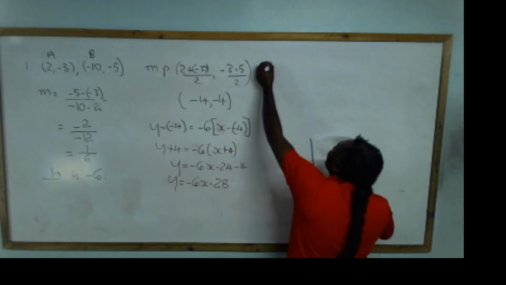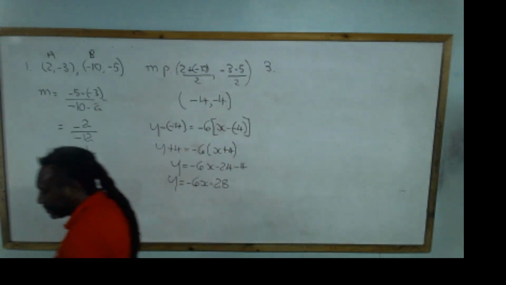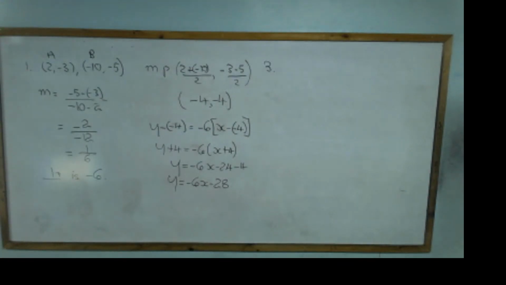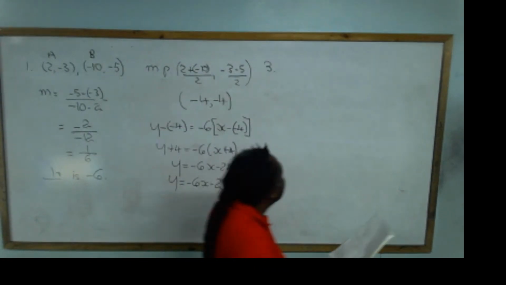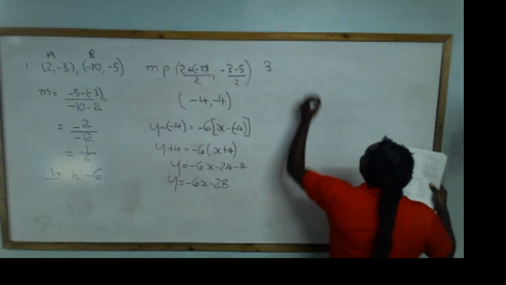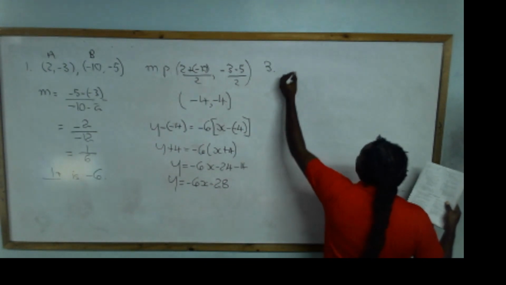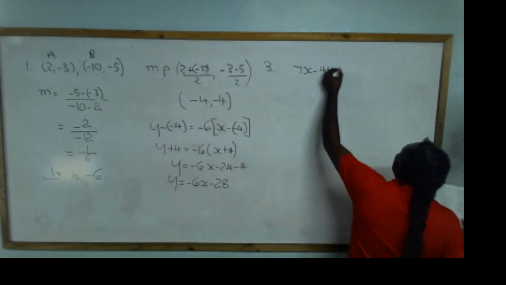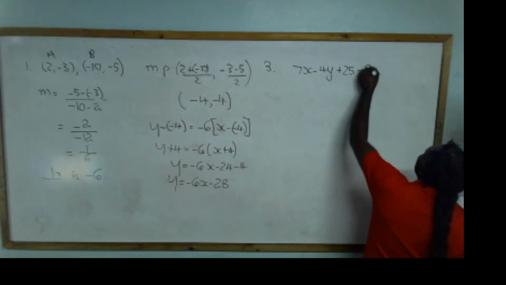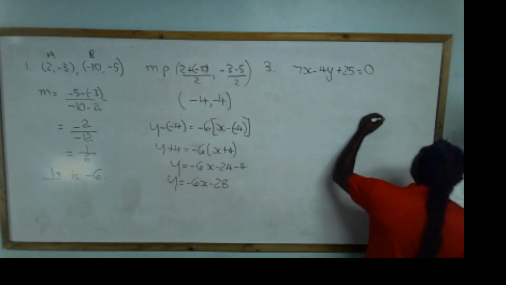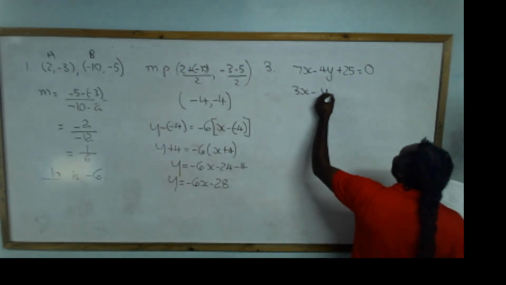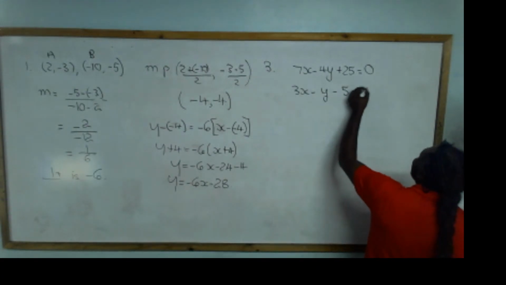Number 3. What did number 3 say? The line 7x minus 4y plus 25 equals 0, and 3x minus y minus 5 equals 0 intersect at P. Find the coordinates of P. So just write them the same way that they gave them to us, right? 7x minus 4y plus 25 equals 0, and the other one is what? 3x minus y minus 5 is equal to 0.